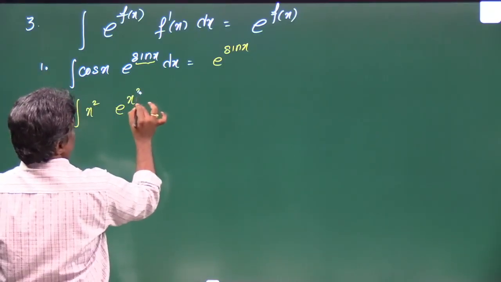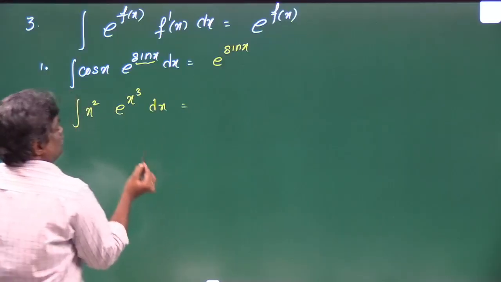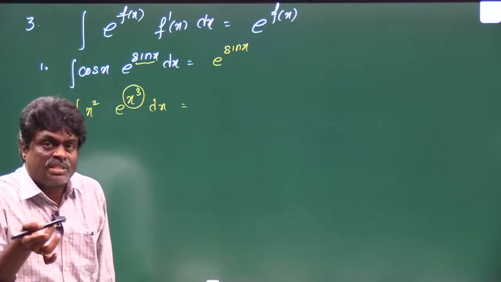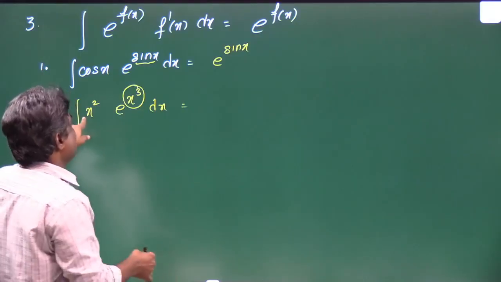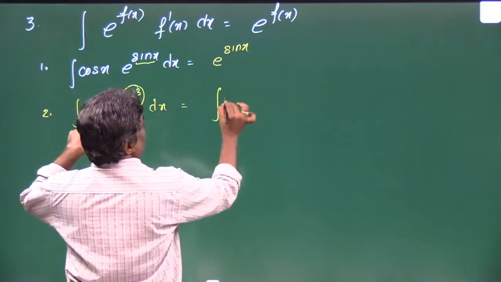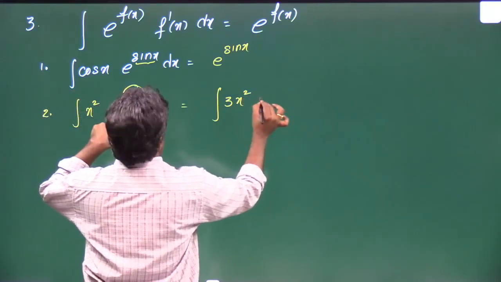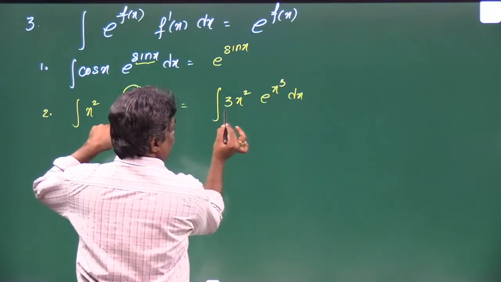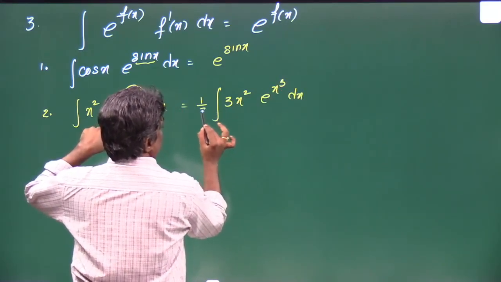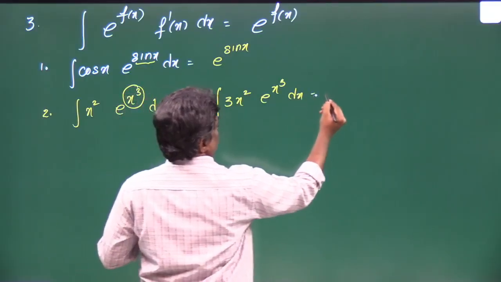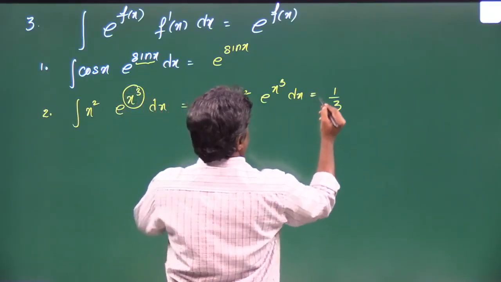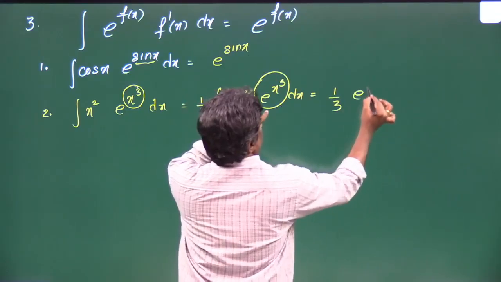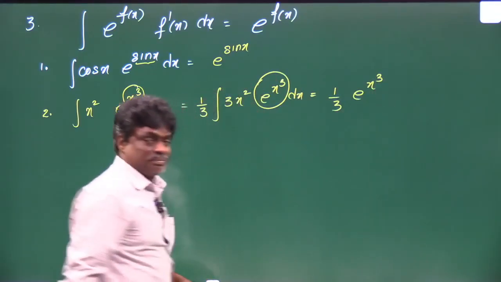And the second one we have here, integral x square e raised to x cube dx. Now this is your function, and x cube differentiation is 3x square, but 3 is missing, so no need to worry, just write 3 here, x square e raised to x cube dx. And you have written 3 extra, just compensate that, 1 by 3. So here e raised to f of x, so the answer is e raised to x cube.